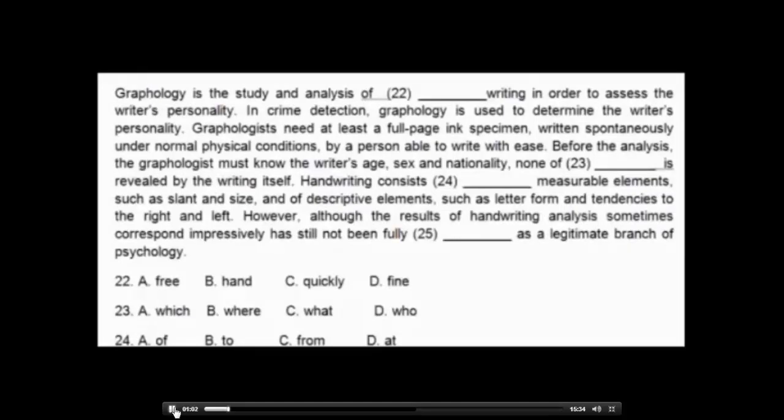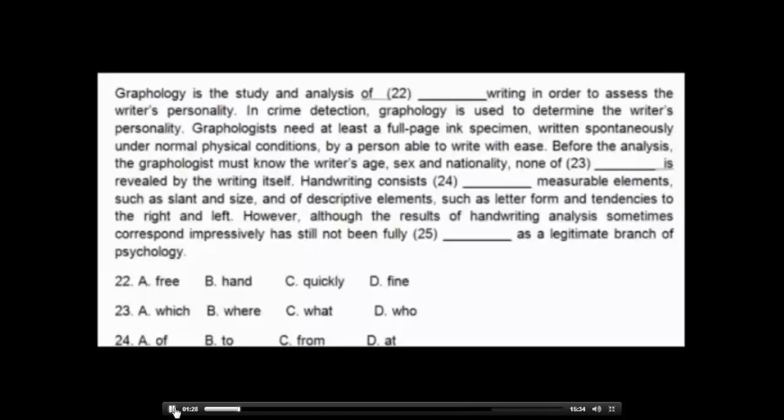Graphologists need at least a full-page ink specimen, written spontaneously under normal physical conditions by a person able to write with ease. Before the analysis, the graphologist must know the writer's age, sex, and nationality. None of blank is revealed by the writing itself.